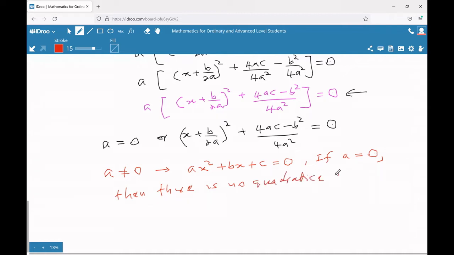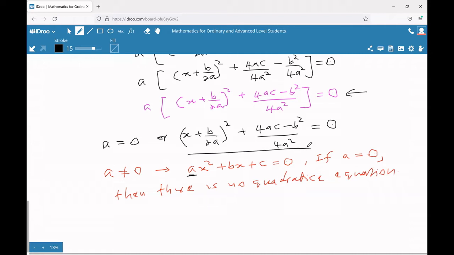Or equation. Here, if a is 0, the x squared term just disappears. So therefore, it is not a quadratic equation or term anymore. So we cannot consider a to be 0. So the only possibility would be that the other part, which is this part, should be equal to 0.